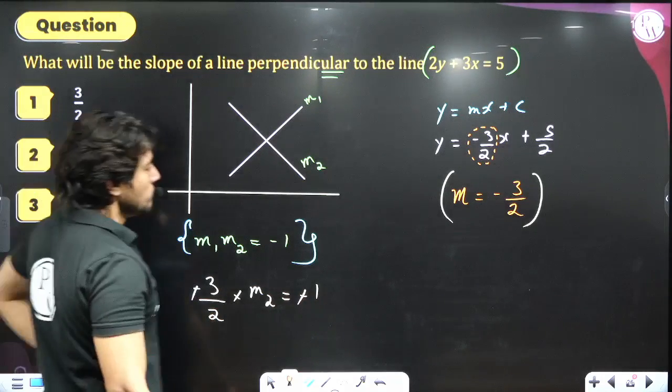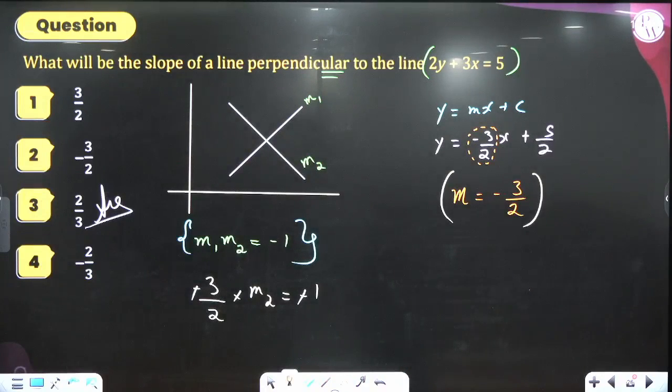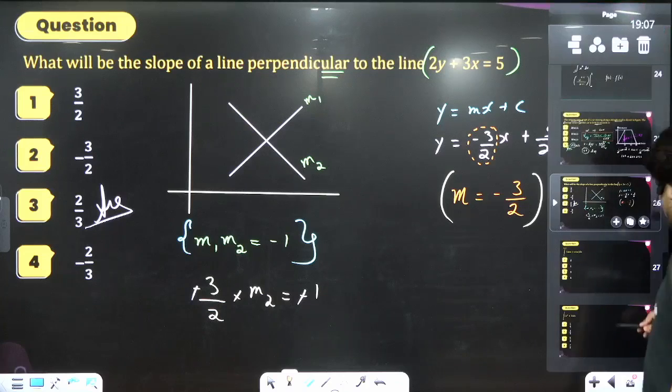Note it down. Quick, all of you. M is 2 by 3. Done with this? Let's take the discussion ahead.